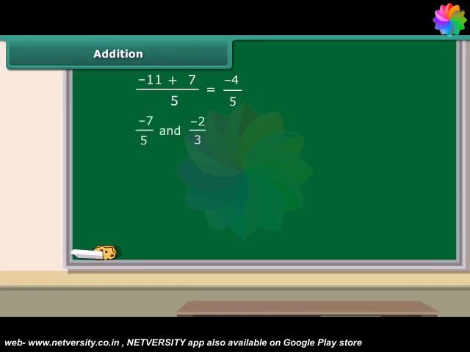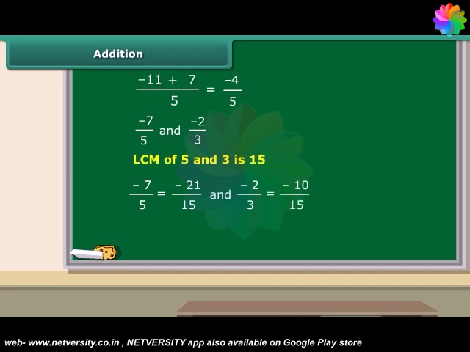And if the denominators of the rational numbers are not the same, in that case, firstly we find the LCM of the denominators. Here the LCM is 15. Then we find the equivalent rational numbers of the given rational numbers with this LCM as the denominator. Here, minus 7 by 5 is equivalent to minus 21 by 15, and minus 2 by 3 is equivalent to minus 10 by 15. Then add the two rational numbers.